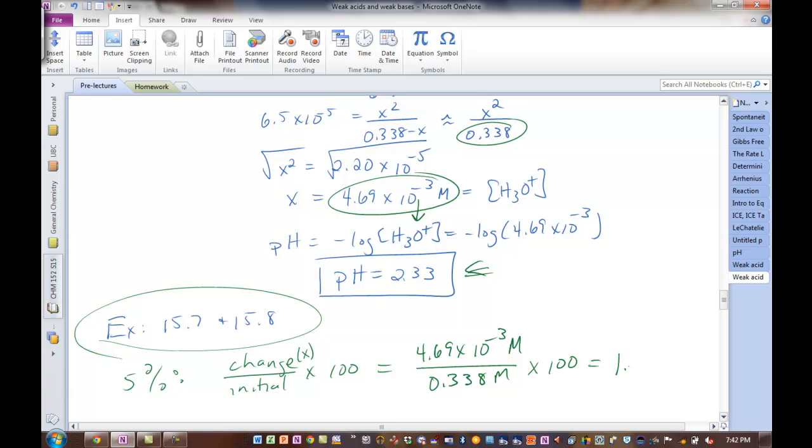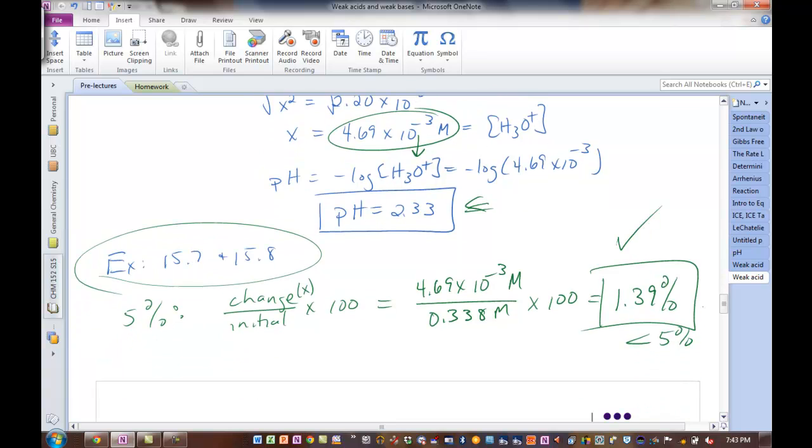Okay, 100 times. So I get 1.39%. Hopefully I did that right. Is our assumption valid? Yes, this is less than 5%. So not much of that weak acid ionized. And we would also call this amount the percent ionization. And you might see that in the homework this week. Calculate the percent ionization.